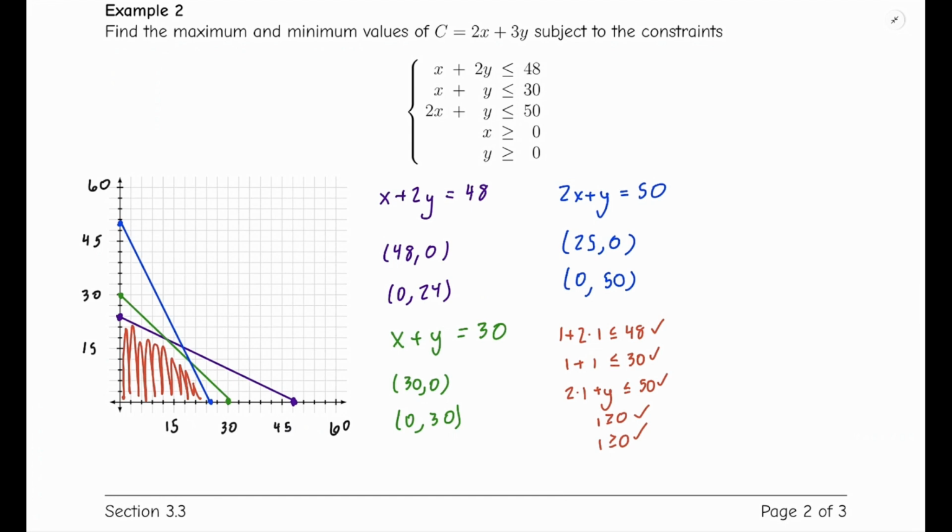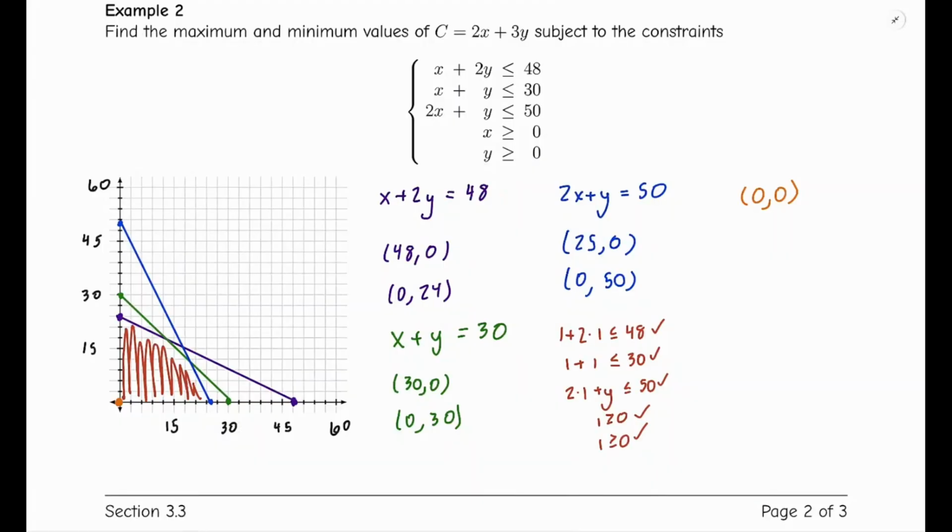So now that I've graphed my feasible region, the next step to solving the problem is finding the vertices. So the first vertex is 0, 0. Oh, give me 1 second. There we go, it's back up. So the first point is 0, 0. The next point is the y-intercept of the purple line, so that's 0, 24.